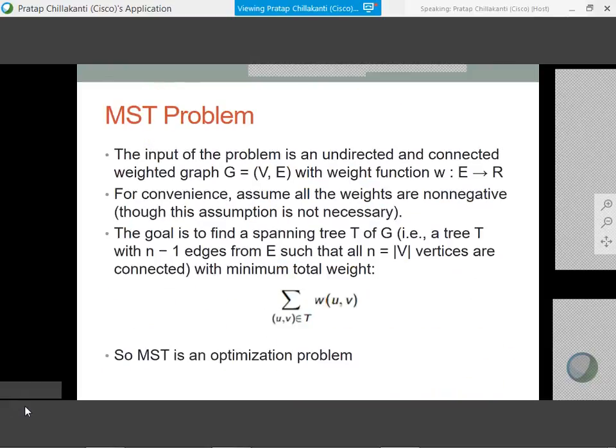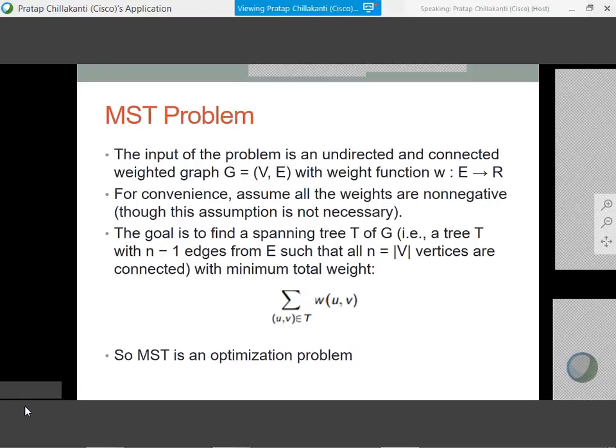How is this MST problem stated formally? Some mathematical notation. The input is G equal to (V, E), where G is the weighted graph, V is the set of vertices, and E is the set of edges. The weights go from an edge to a real number, R for real numbers, and we are assuming that all weights are non-negative. So the goal is to find a spanning tree of G.